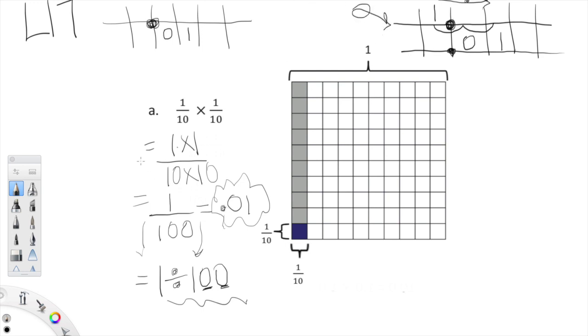Place value chart, multiplication of fractions, rewriting fractions as decimals, rewriting fractions as division expressions. We've done all of these things. And just when you thought it couldn't get any better, we're also going to model it.